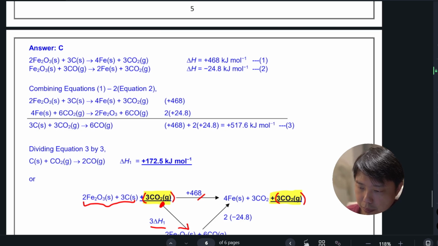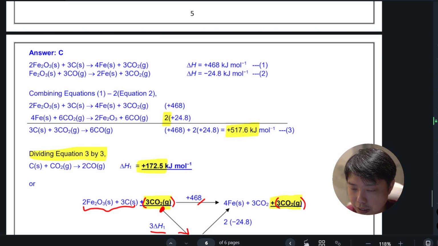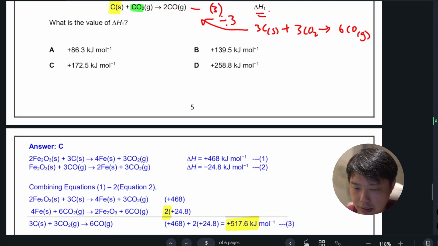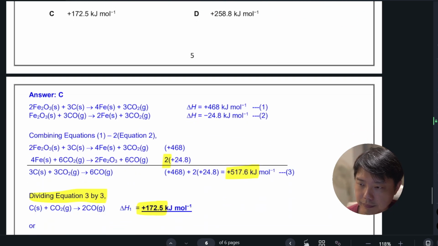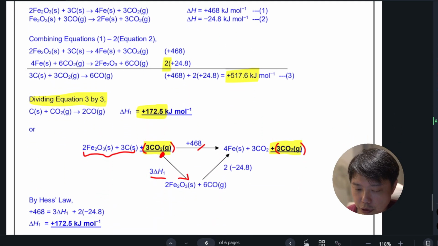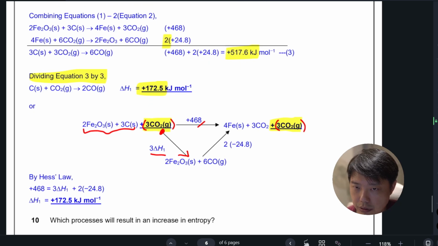So after you multiply it, you will get this answer. And then after that, you just divide it by 3. You get your final answer here, 172.5. Then the answer is C. Okay, using the algebraic method is probably much easier than using the energy cycle method. So if you want to, you can still use the energy cycle, but you have to add in your carbon dioxide on both sides of the equation.